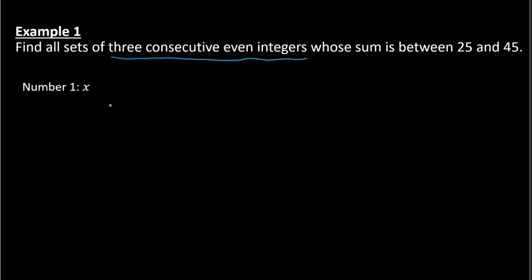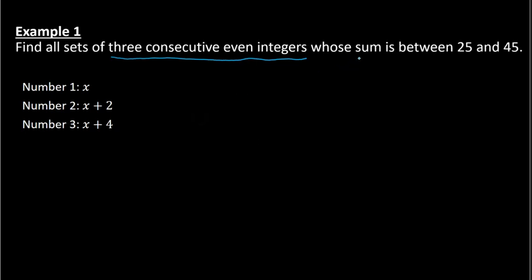So if the first number is x, the next number is going to be the next even number. So if this one is x, the next even number would be 2 more than this, which would be x plus 2. And then the third number is 2 more than the second number. That's the next even number. So x plus 2 would give me x plus 4. So these are my 3 consecutive even numbers. Alright, so from here I can set up an inequality.